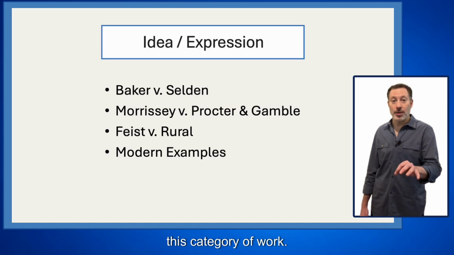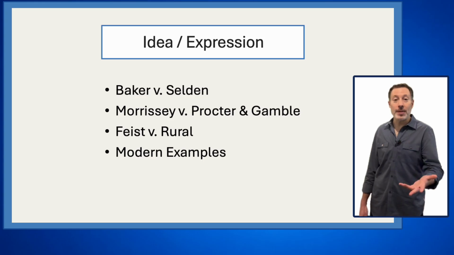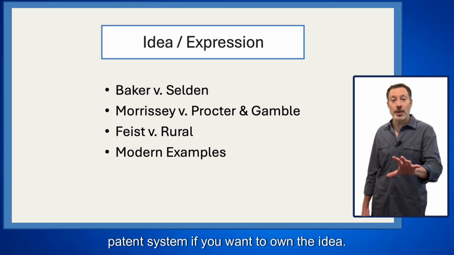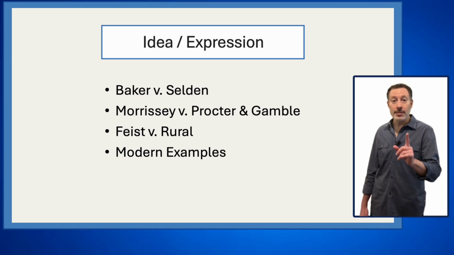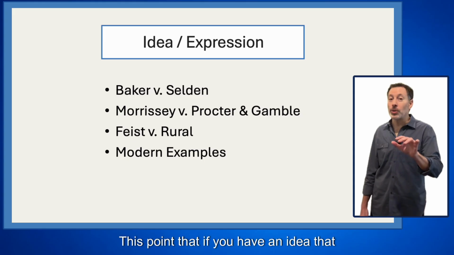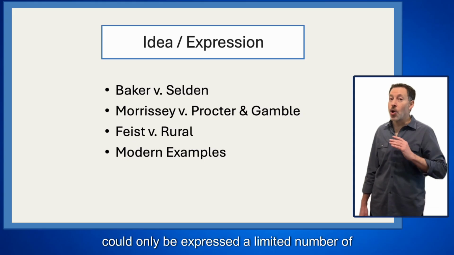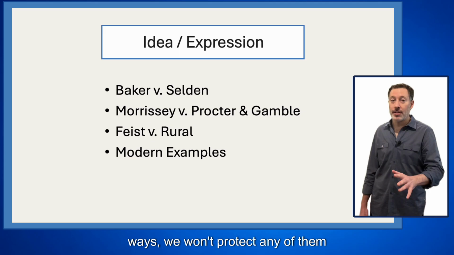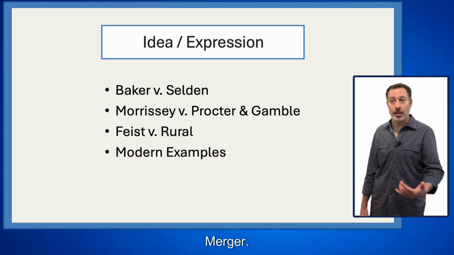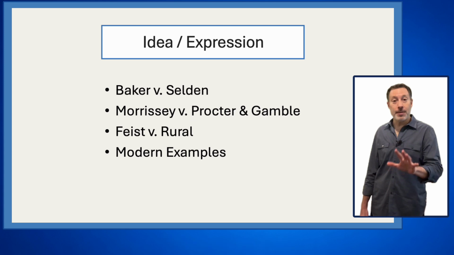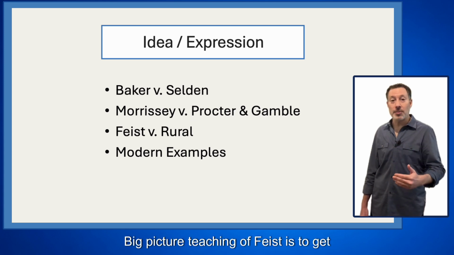All right, what have we covered in this video? Baker versus Selden tells you go to the patent system if you want to own the idea. Morrissey, famous for the merger doctrine, M-E-R-G-E-R. This point that if you have an idea that can only be expressed a limited number of ways, we won't protect any of them because we're afraid the system might accidentally lock up ideas. Merger, that's Morrissey.